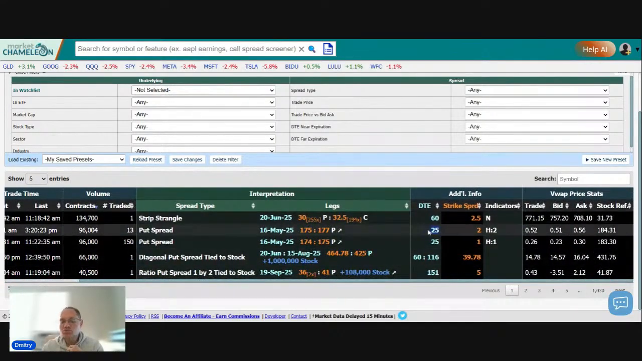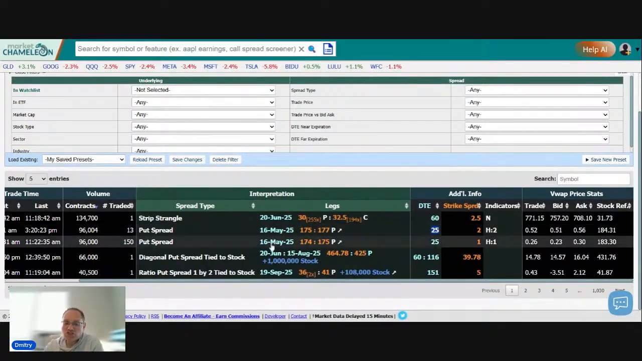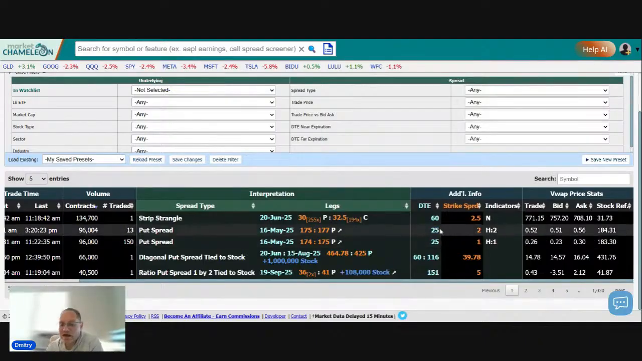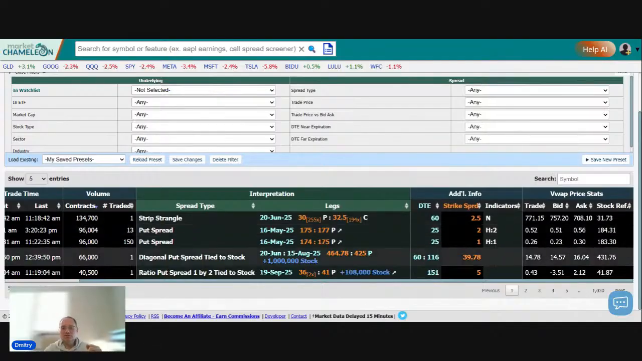This is the days to expiration. It makes it easier. You do have the expirations listed here, but if you're just scanning down the table, and you could expand this table, we're just looking at the top 5 over here, this lets you see how far out this expiration is relative to days to expiration. Over here, we see there's a time spread, or a diagonal spread, with days to expiration of 60 and 116.